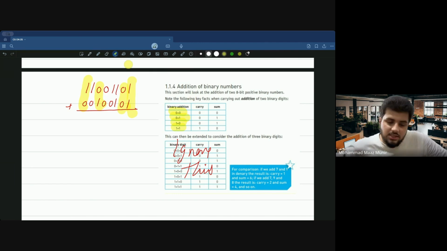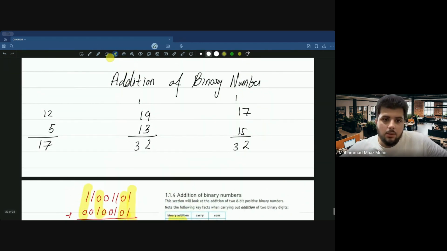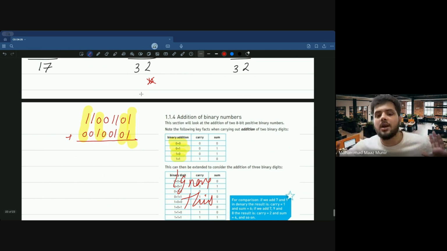So in this above example, when I added 19 plus 13, what happened? I couldn't write 12 up here, right? We couldn't do it. So what did I do? I wrote a 2 and I took 1 to the other section as a carry. So when dealing with binary numbers, we always have to look for carry. And there are some specific rules. You need to memorize this.